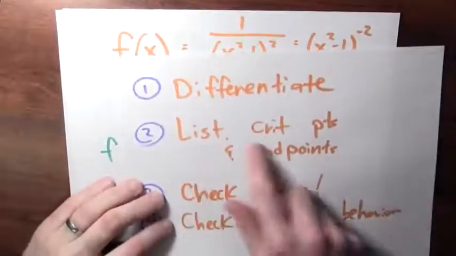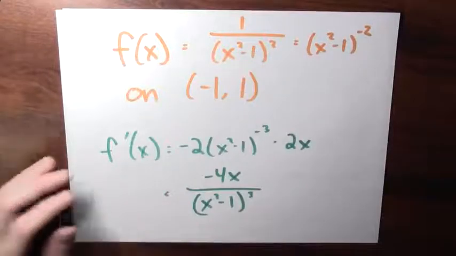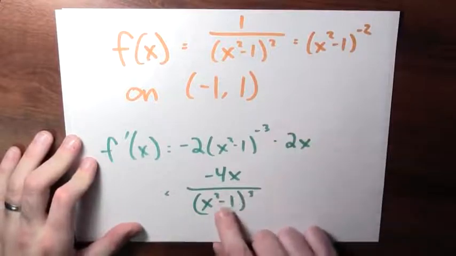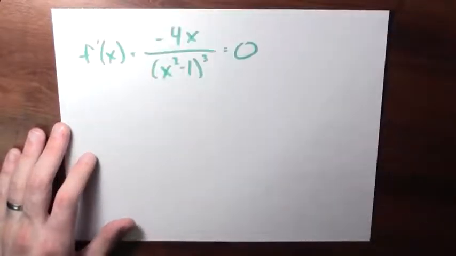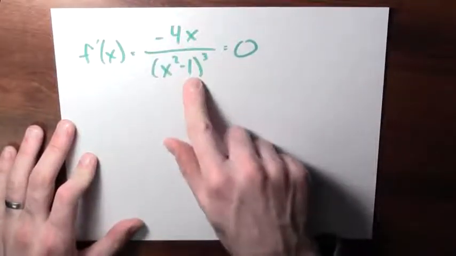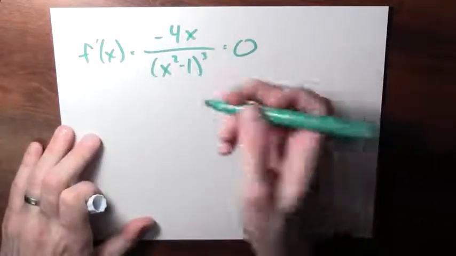The next step is to list the critical points and also the endpoints if they're included. So let's see. What are the critical points of this function? Well, those would be places where the derivative doesn't exist or the derivative is equal to 0. Let's first think about when the derivative is equal to 0. It's a fraction. When is a fraction equal to 0? Well, that occurs exactly when the numerator is equal to 0.